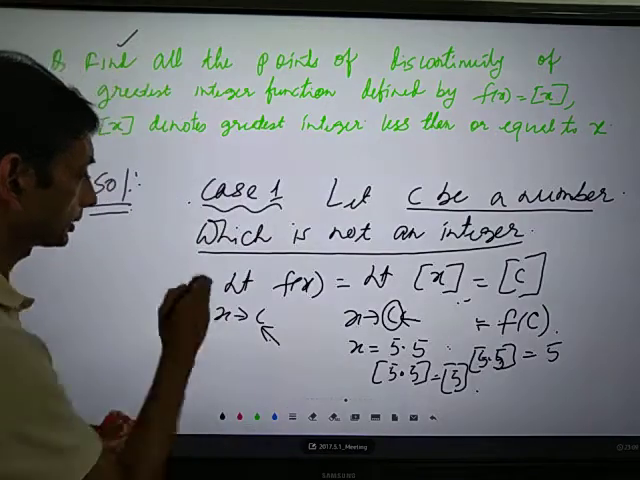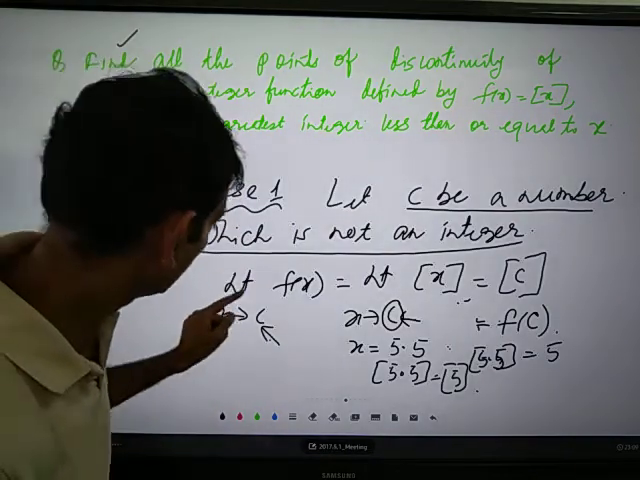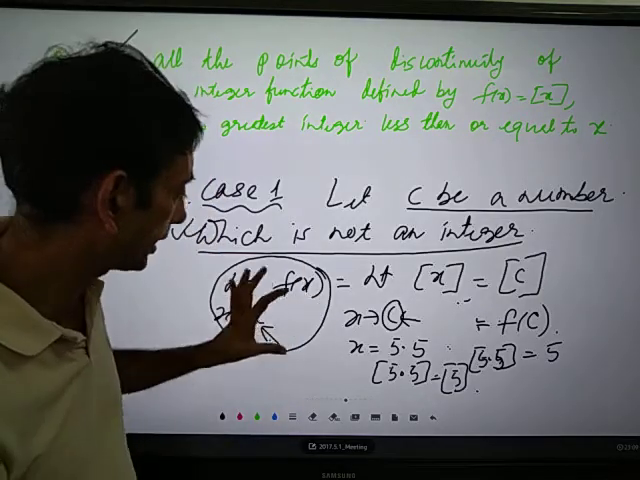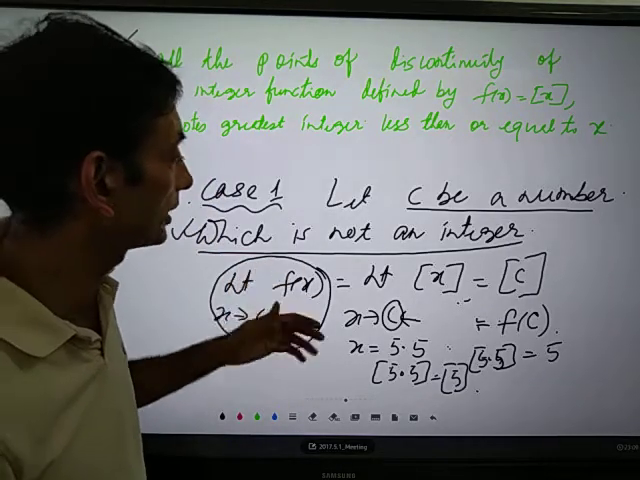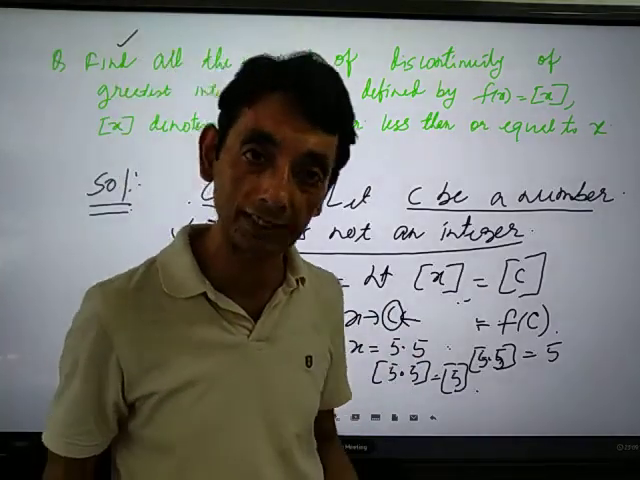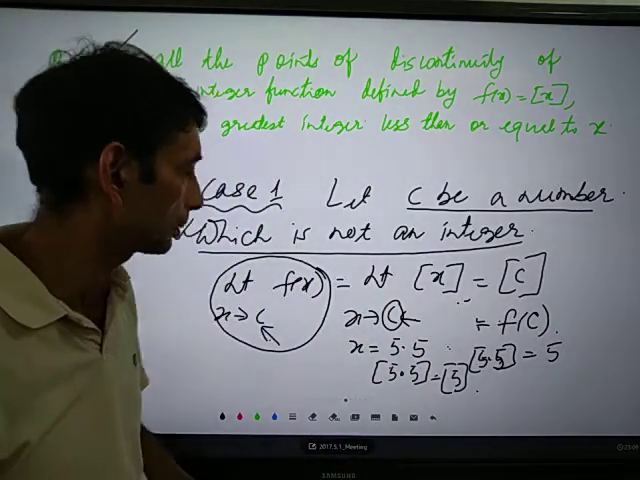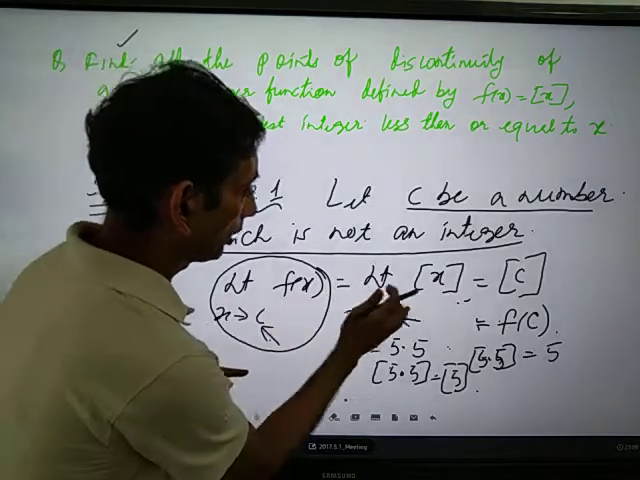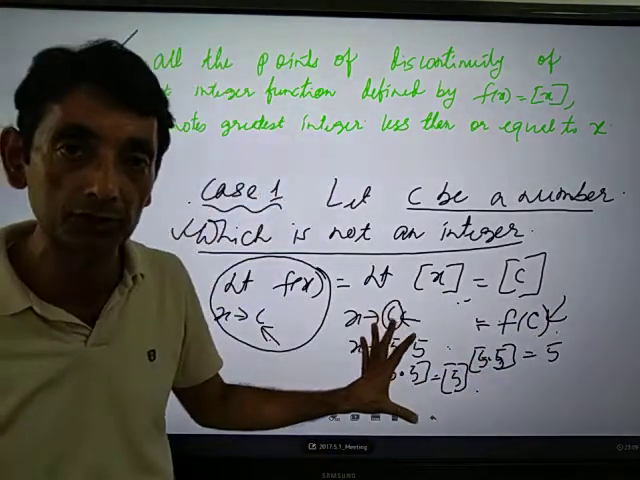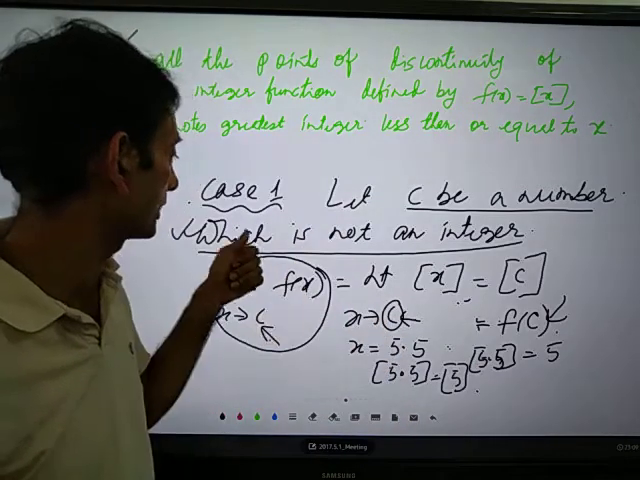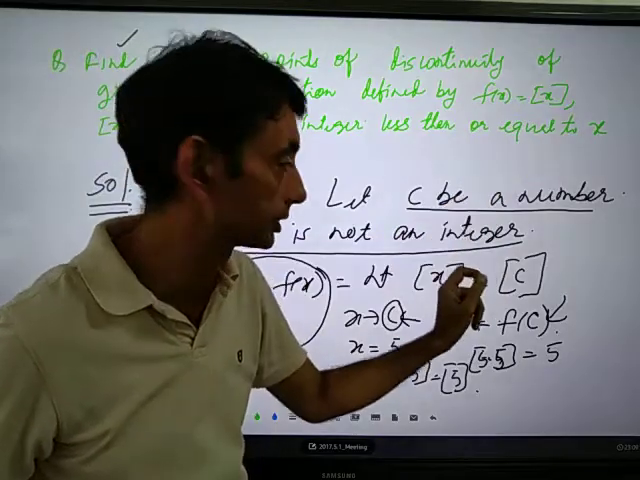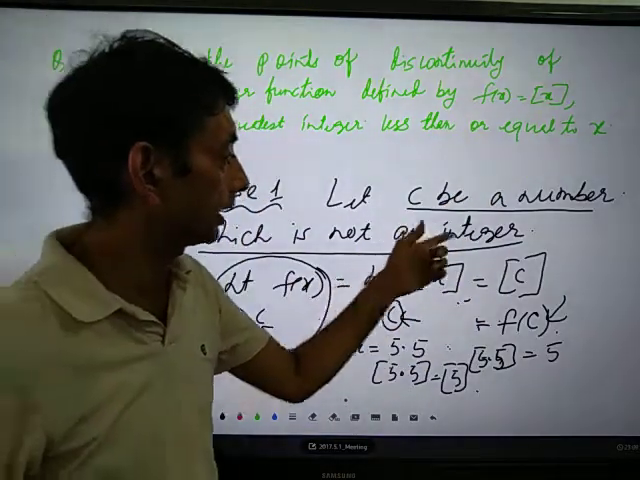So we have understood that the limit as x approaches c of f(x) means both left-hand and right-hand limits are included. Since c is not an integer, you don't need to calculate the left-hand limit and right-hand limit separately, because both will give the same result. That is equal to the functional value. Hence, with the help of these steps, you can understand that the function f(x) equal to the greatest integer function of x will be continuous if c is not an integer.